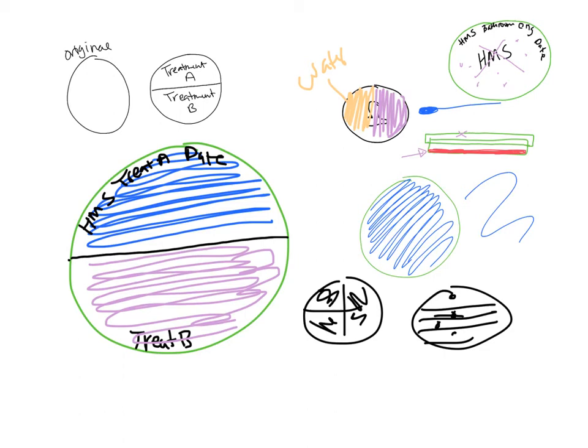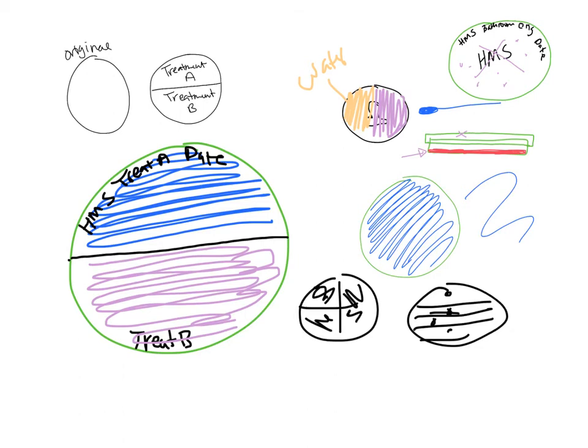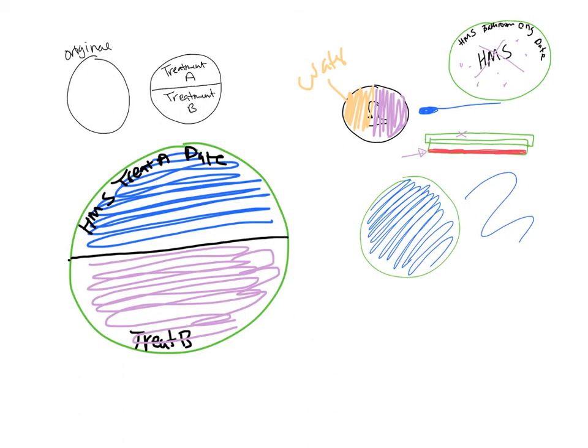It's actually done in lab all the time. So that's the basic idea. You have your original environment, then you treat one part of the environment one way, one part the other way. Like in this case.